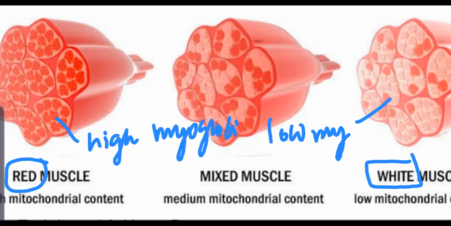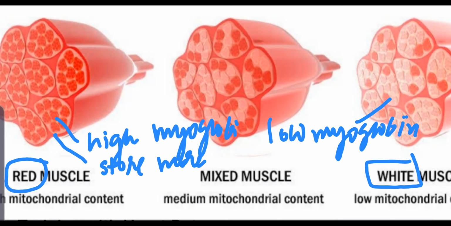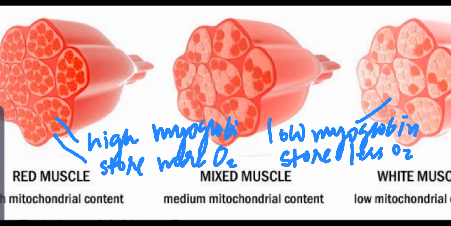So naturally, with lesser myoglobin, this one will appear white. With more myoglobin, the red muscles will appear more red in color. Naturally, if you have more myoglobin, you store more oxygen, isn't it? On the other side, with less myoglobin, you store less oxygen. Common sense matter. Is this clear? जितना ज्यादा मायोग्लोबिन होगा उतना ज्यादा ऑक्सीजन स्टोर करेंगे.